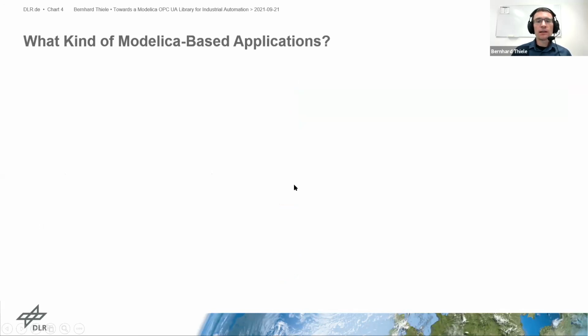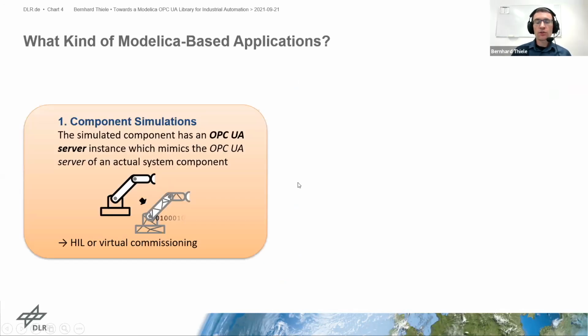What kind of Modelica-based applications do we want to enable? Well, first, component simulations. In that case, the simulated component has an OPC UA server instance, and that mimics an OPC UA server of an actual system component down to some desired level of fidelity. And that is useful for hardware in the loop or virtual commissioning.